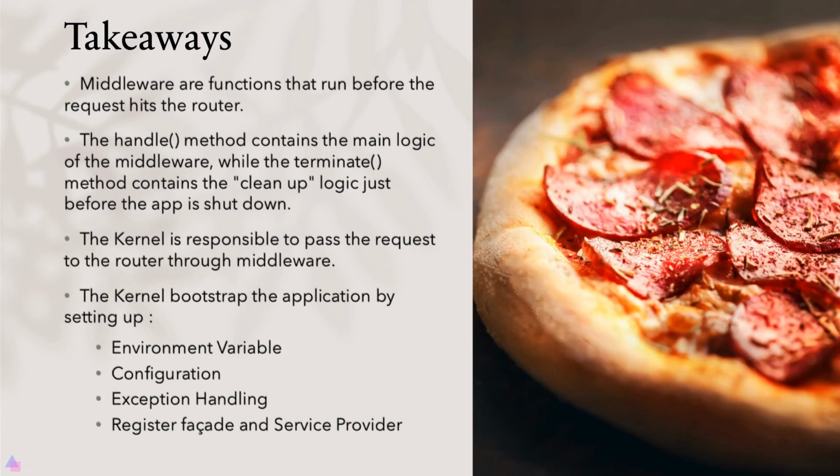Key takeaway for this lesson: middleware are functions that run before the request hits the router. The handle method in the middleware contains the main logic, and the terminate method cleans up the app just before the app is shut down. The kernel is responsible to pass the request to the router through a series of middleware. The kernel bootstraps the application by setting up the environment variable in the .env file and the configuration of our app, exception handling, and registering facades and service providers.